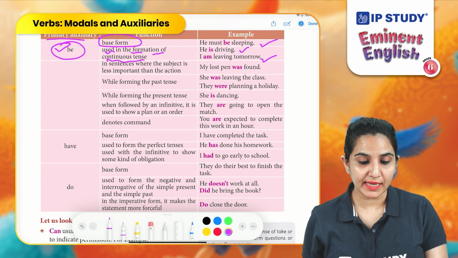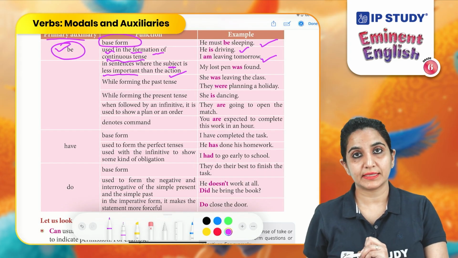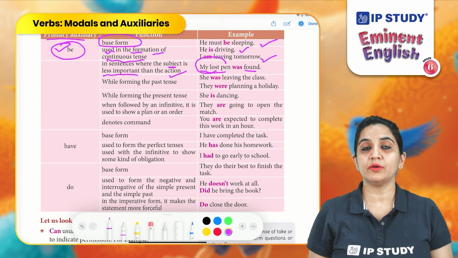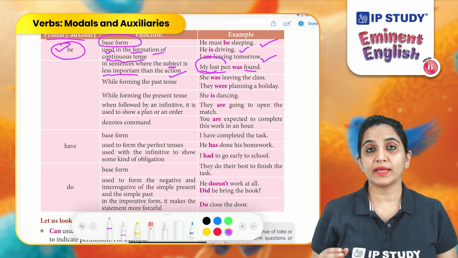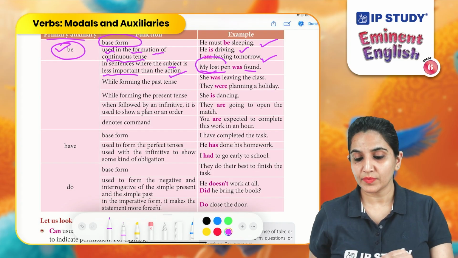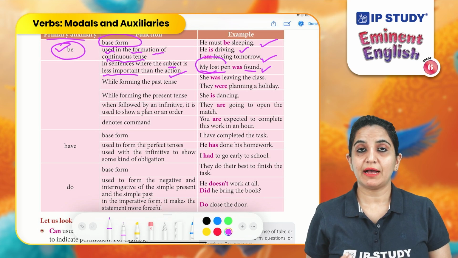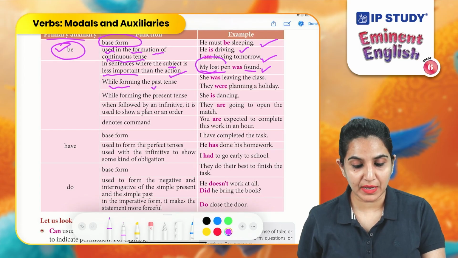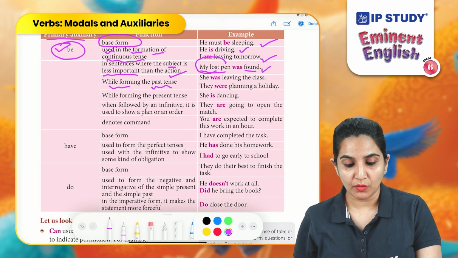When we use be in sentences where the subject is more important than the action, such as my lost pen was found. Now here in this sentence, the main thing is the subject. We're talking about the pen which is lost. So here, when the subject is more important than the action, we use the verb as was. Was again describes the to be state. While forming the past tense, we use was and were.